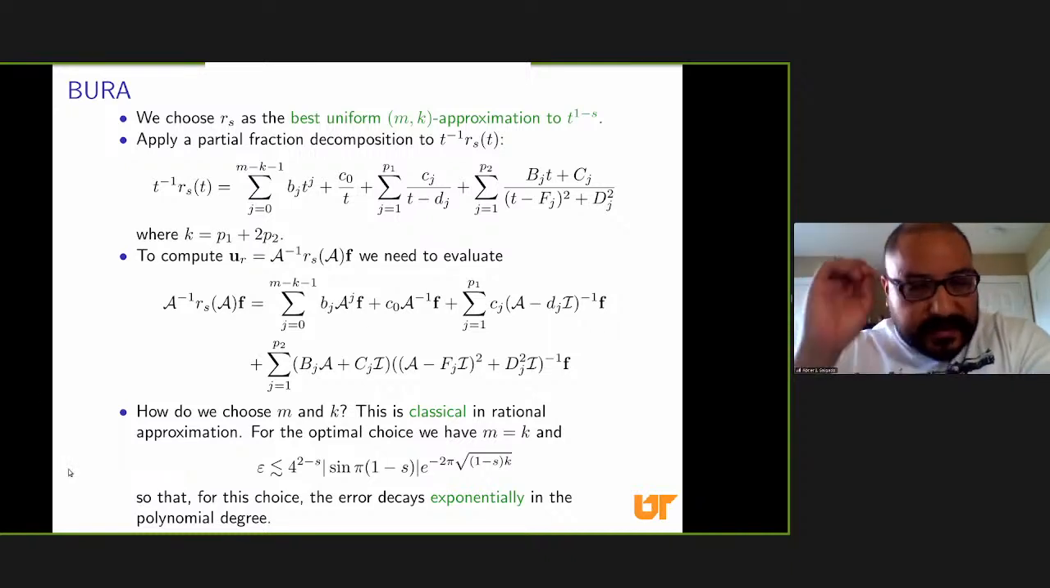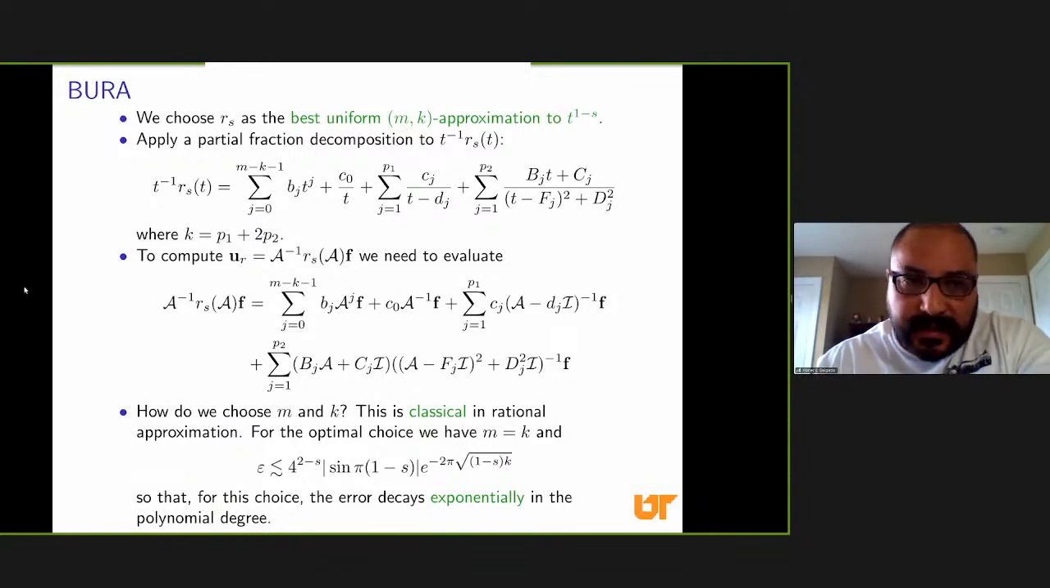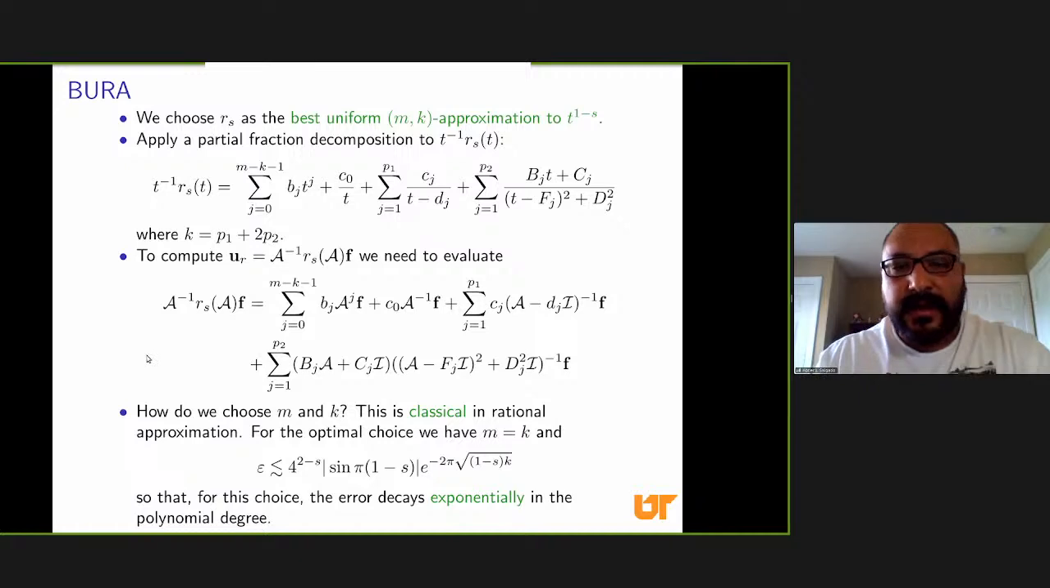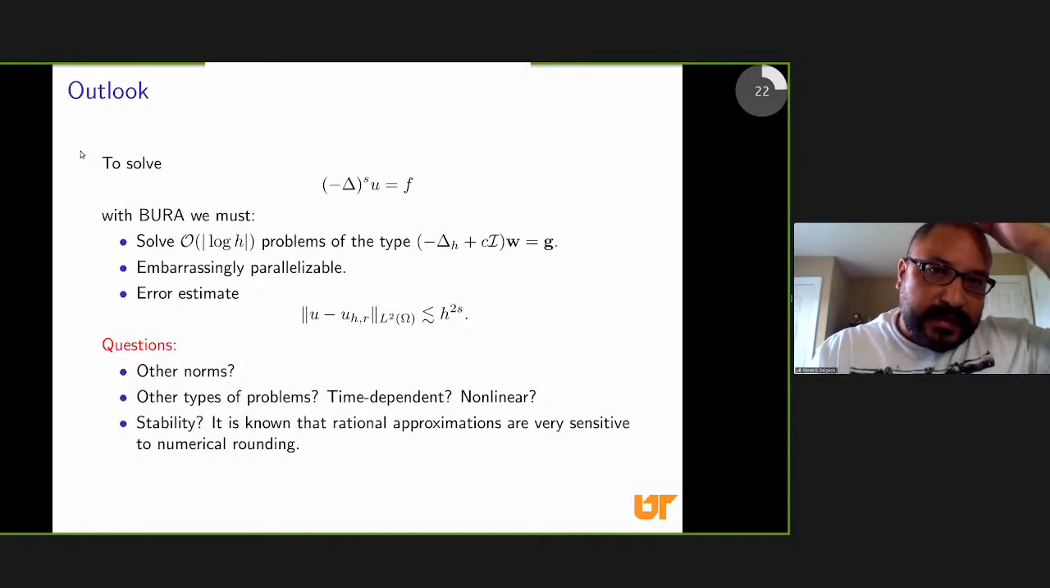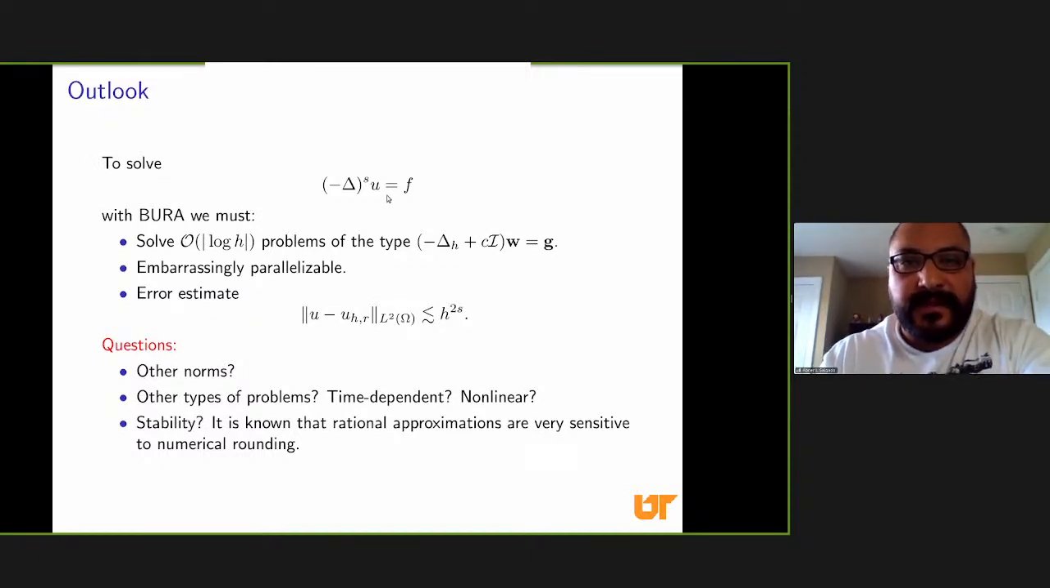So, of course, the question is how to choose the degrees, and that is, like I said, very classical in rational approximation. And if you do an optimal choice, then you get an error that decays exponentially in the polynomial degree. So the effect of this part of the approximation, of choosing the rational approximation, can be minimized. I mean, exponential compared to the h to the 2s that we had here is very small. So as an outlook, if we want to solve this problem with a best uniform rational approximation, all that we need to do is solve a few problems of the type, say, discrete convection reaction, shifts of the Laplacian, and you just gather them together.